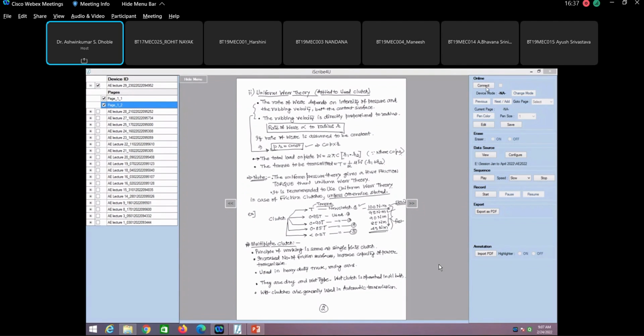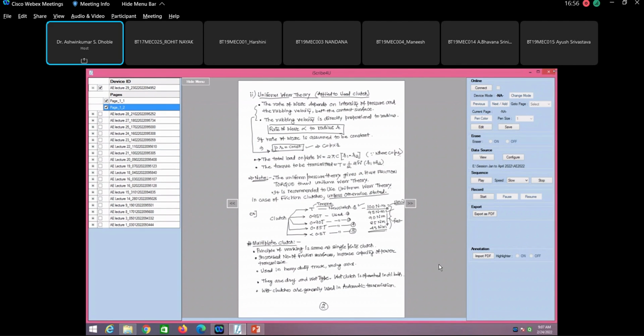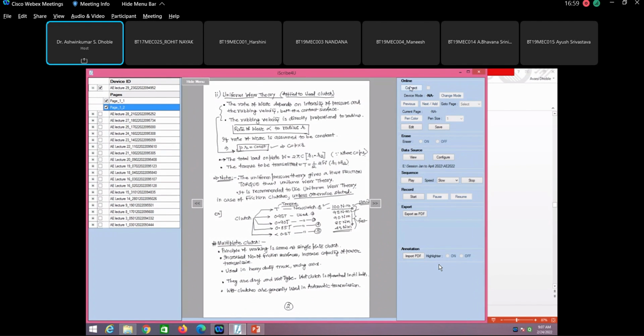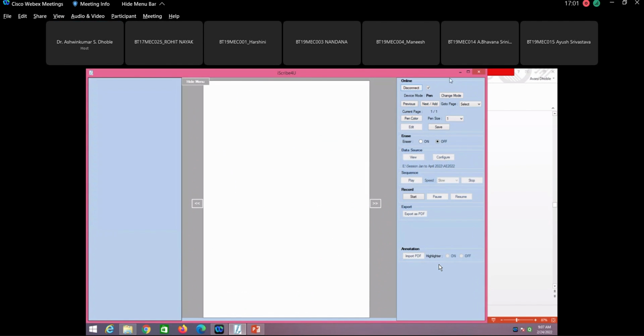Wait just a moment. Om Prakash Pawar, what happened? Pawar has not joined?